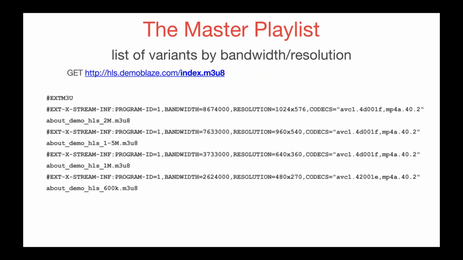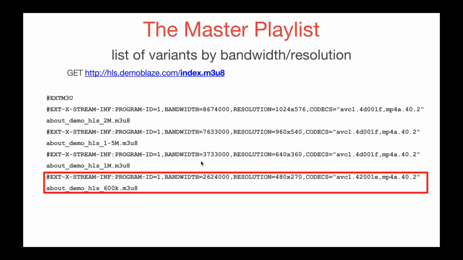So let's take a look at what you would find inside a master playlist. And again, this is really pretty straightforward. This is human readable text, right? In this case, we're talking about 4 variants. There's a 2 meg, a 1.5 meg, a 1 meg, and a 600K variant. And you can see the resolution there for each of these, right? And the bandwidth that would be needed, right? So once we grab that master playlist, we're going to choose one of these. In this case, we're going to choose the lowest resolution one, which is the 600K file.